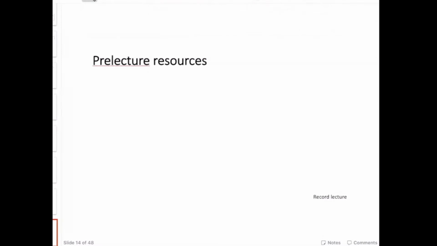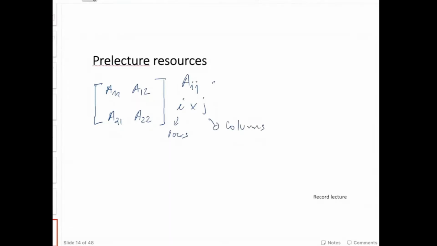In the pre-lecture resources, we have seen that a matrix can be presented as an array of elements, and each element has a position such that we have element ij, and then the dimension of the matrix is given as i by j. That means the number of rows times the number of columns.